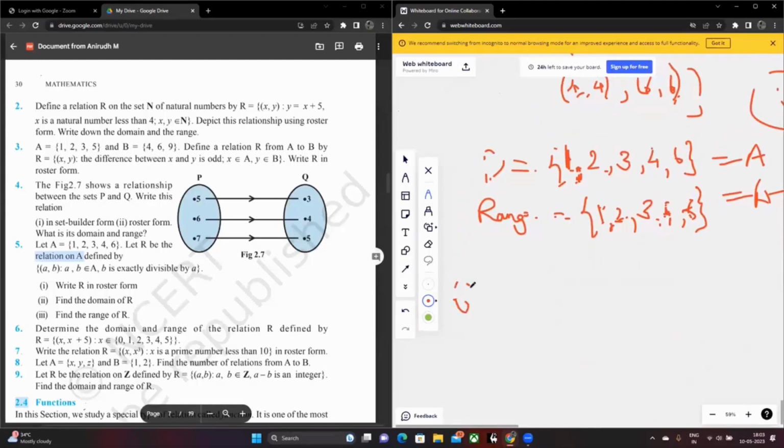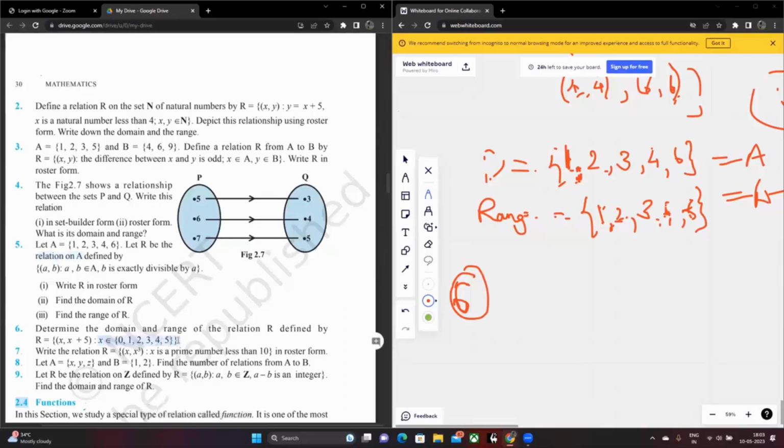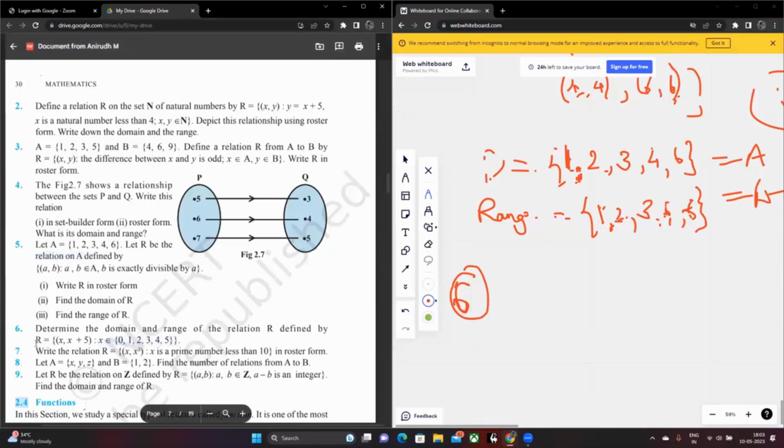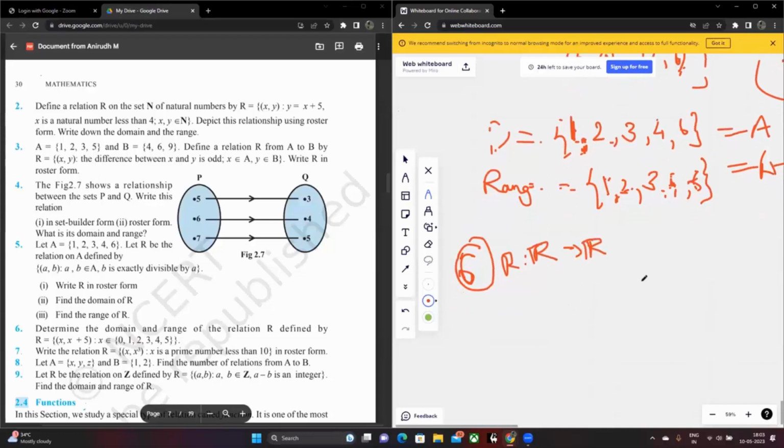And question number 6. Question number 6 is determine the domain and range of relation R defined by (x, x plus 5), x belongs to {0, 1, 2, 3, 4, 5}. Right? Here, be very careful. You're given that x belongs to this, but you're not given that R is from anything to anything. So you can basically assume that R is a relation from the set of real numbers to the set of real numbers, right?